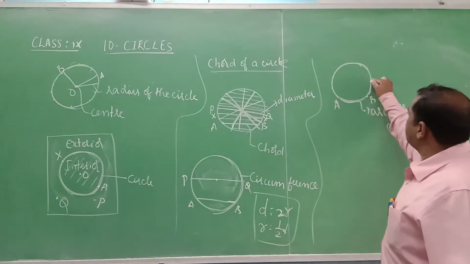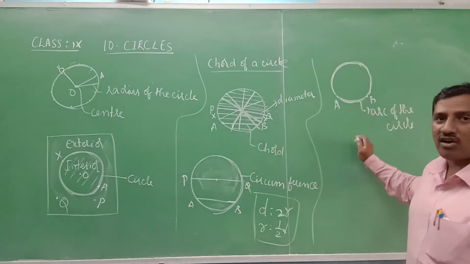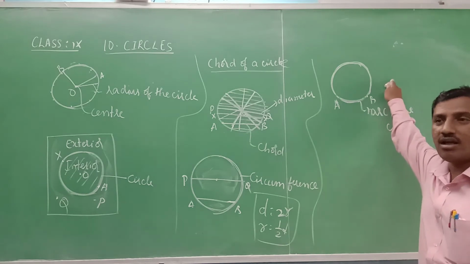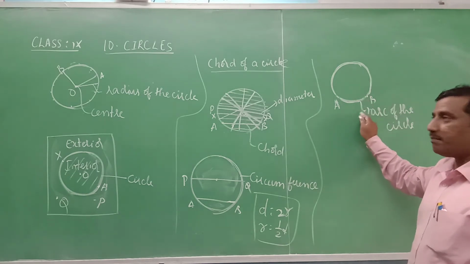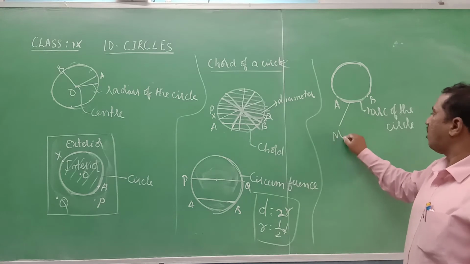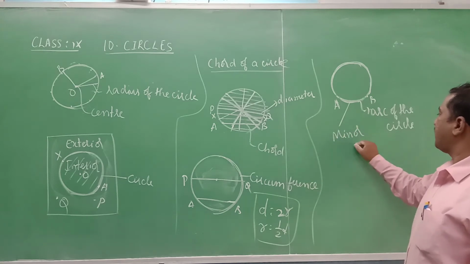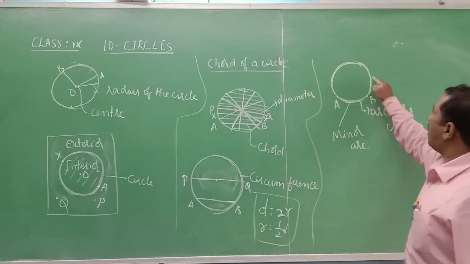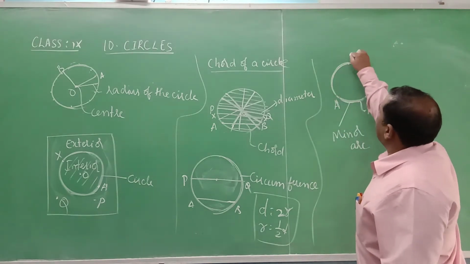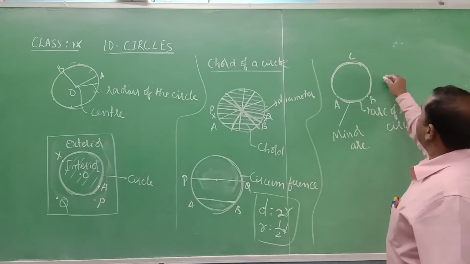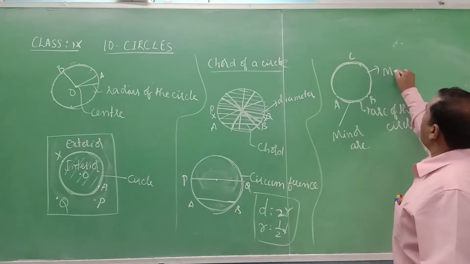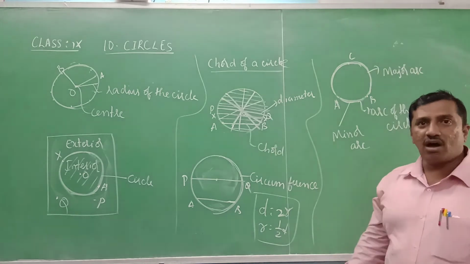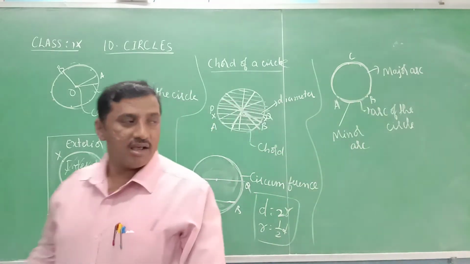As its length is bigger, this arc is known as major arc, and this arc is known as minor arc. Arc AB is minor arc. Arc BA, or taking some point C, arc ACB, is the major arc. Major arc and minor arc.